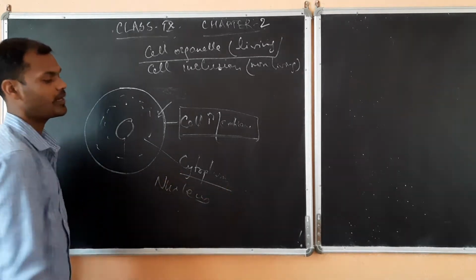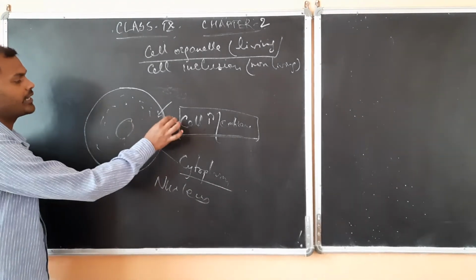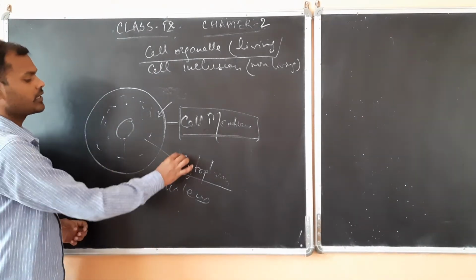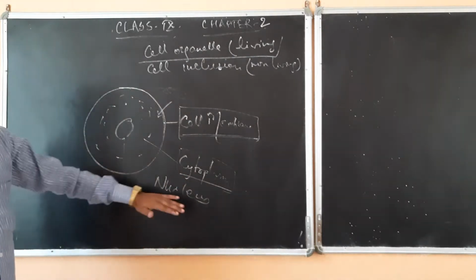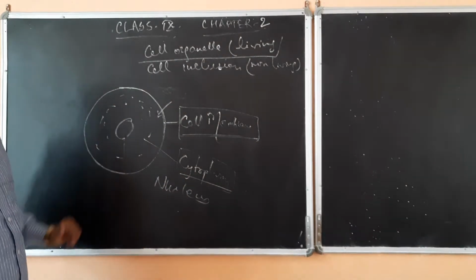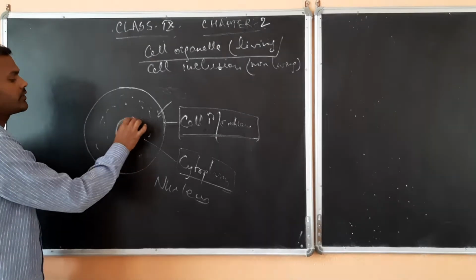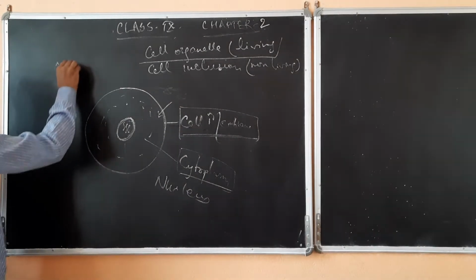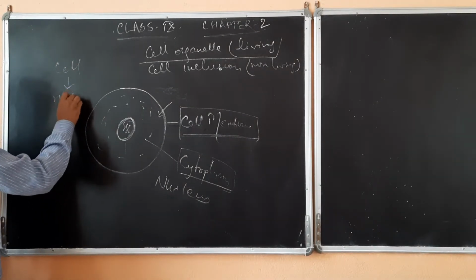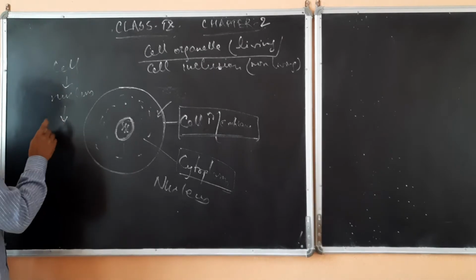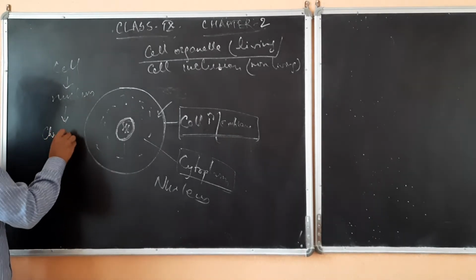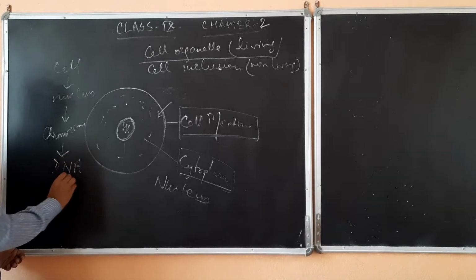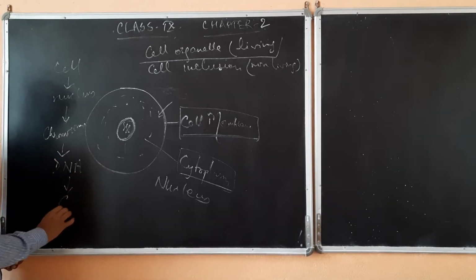Now coming to the cytoplasm, this is the jelly-like material where every organelle floats and works together. And the nucleus is there. The nucleus contains a nuclear membrane, and inside it you will have the chromosomes. So the cell contains the nucleus. The nucleus contains chromosomes. Then chromosomes contain the DNA, which are the hereditary units, and the genes.